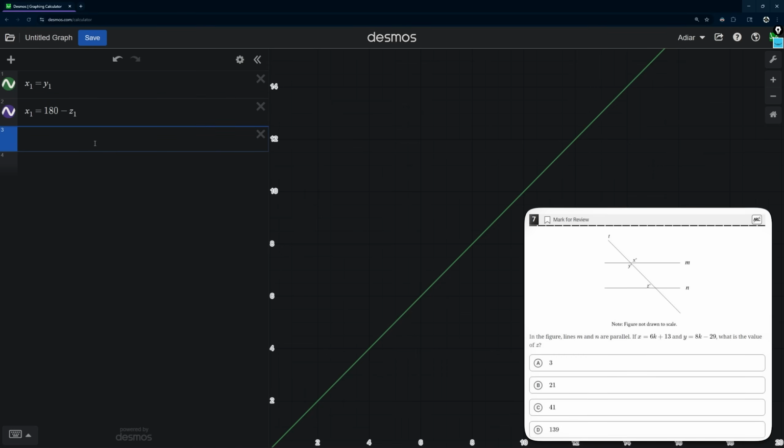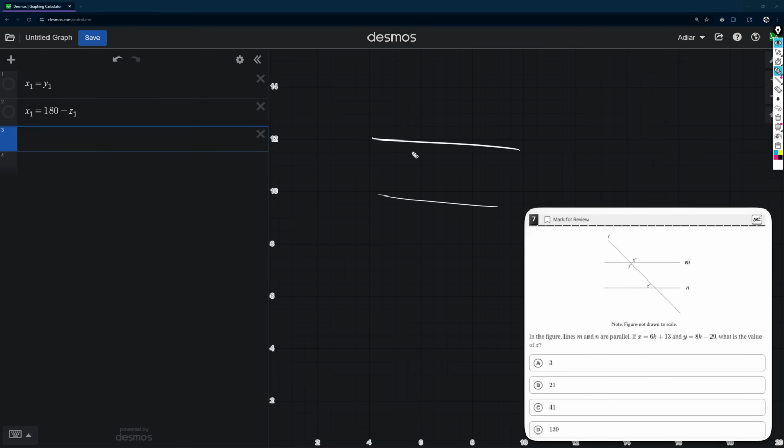And this is because if we draw our transversal lines, we label them m and n, and this is y, and this is x, and this is z, we know that by corresponding angles, this is also z. And since m is a straight line, we know that x plus z equals 180. So that means that x equals 180 minus z. And that's where we're getting this equation from.